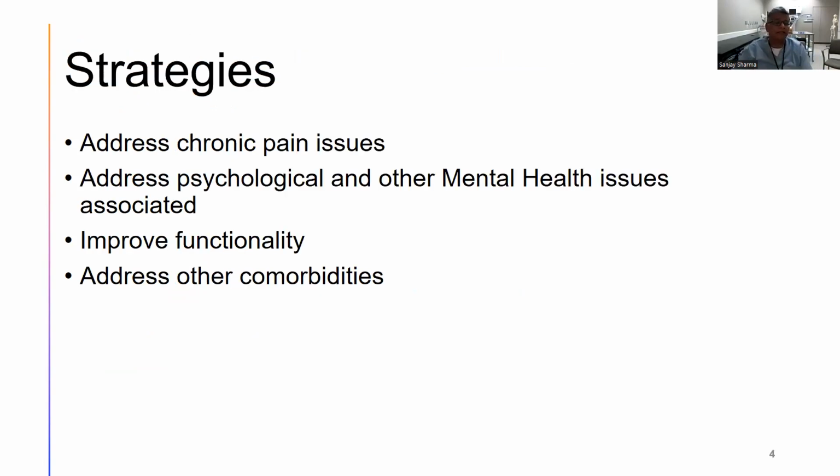And the strategies that we adopt are to address chronic pain issues, address psychological and other mental health issues associated with the chronic pain, improve functionality, which is very important to improve the quality of life, and address other comorbidities that might be affecting their pain. Next, please.